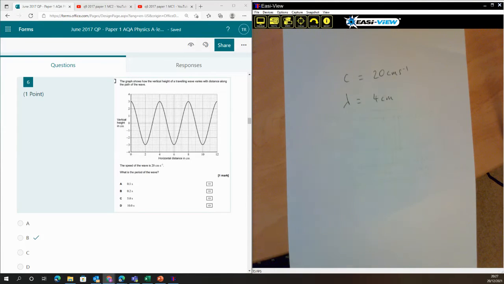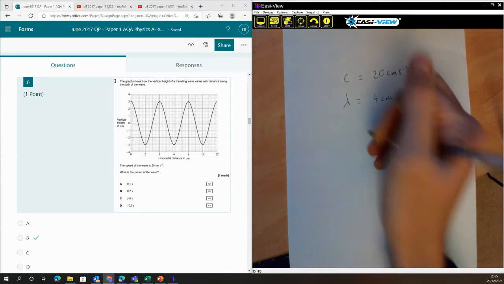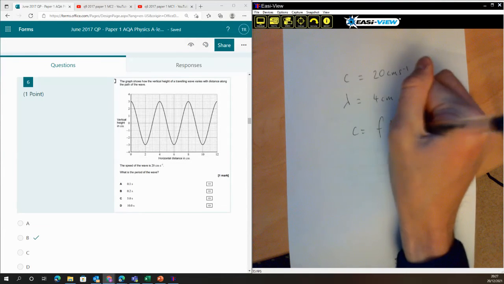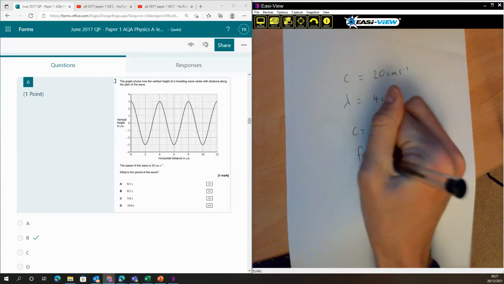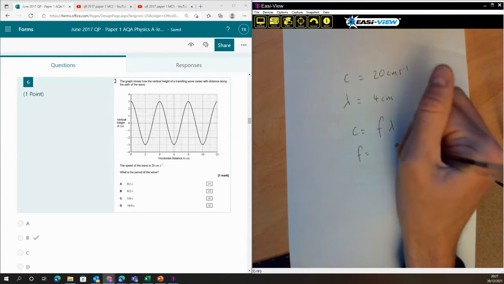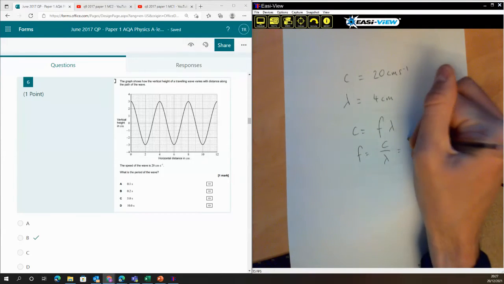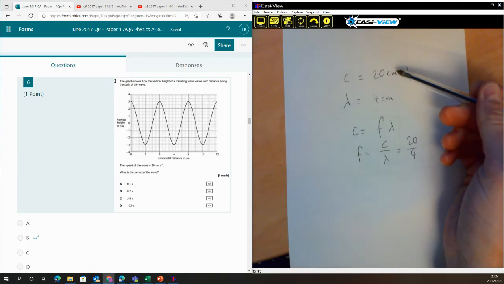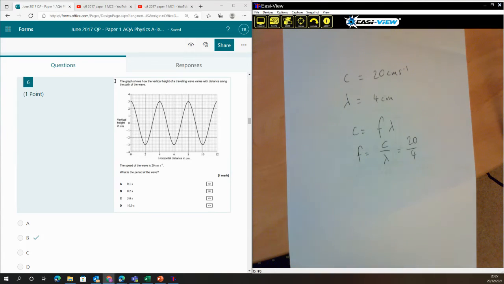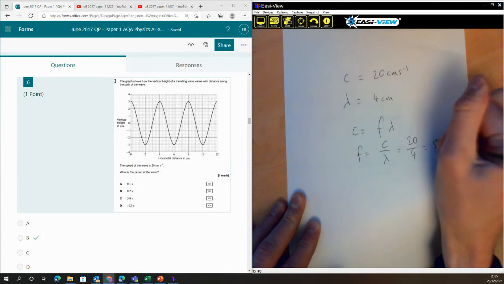So now I've got those two pieces of information, I can use c equals f lambda to find the frequency. So I can rearrange for frequency, and I can sort this out. So c over lambda, so 20 over 4. Now it's in centimeters, but because this is in centimeters per second and this is in centimeters, actually the units cancel. So that's fine. So frequency is 5 hertz.